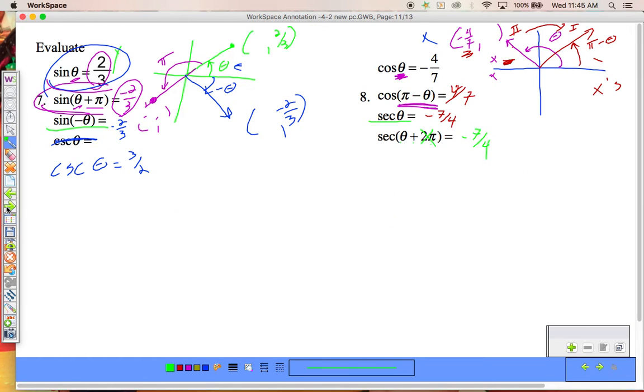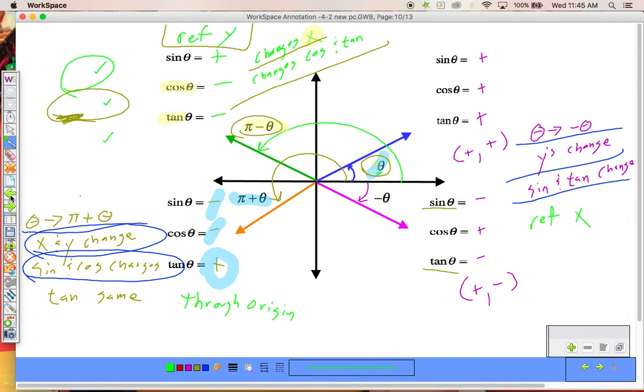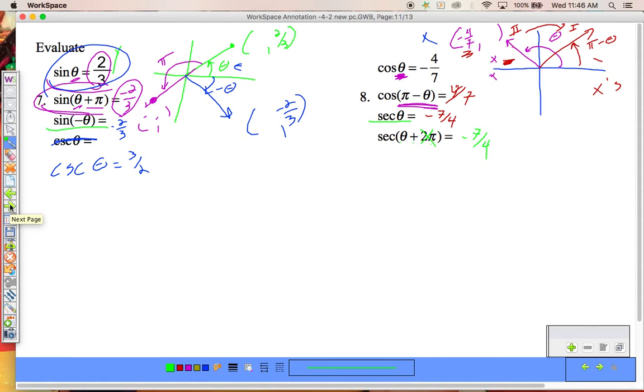All right, so you just have to recognize how changing these changes them. Theta to negative theta, reflection over x. Theta to pi minus theta, reflection over y. Theta to pi plus theta is a reflection through the origin, or both of them. Reflect down, reflect to the side. Reflect to the side, reflect down. And that's going to tell you if it was positive, whether it's going to become negative or stay positive.